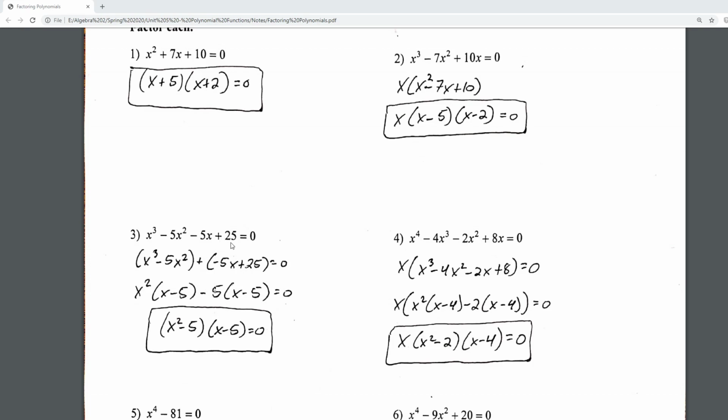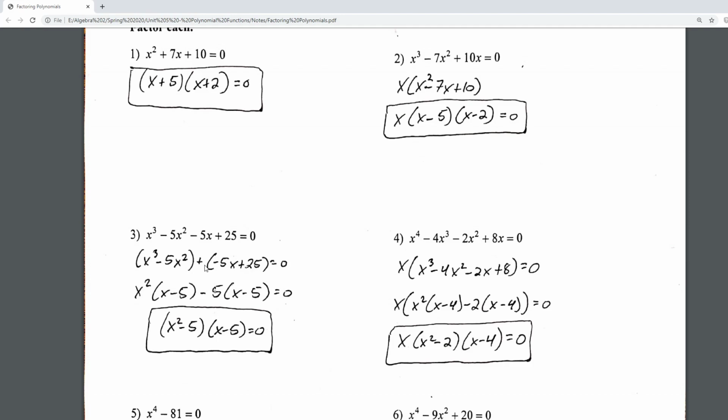Now look at my last two terms. I have negative 5x plus 25. That's going to form my second group, so another pair of parentheses with negative 5x plus 25. That's my second group. Notice that between the two groups we have an addition sign. We're adding these together.